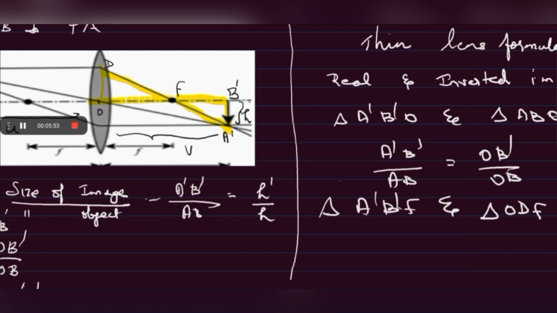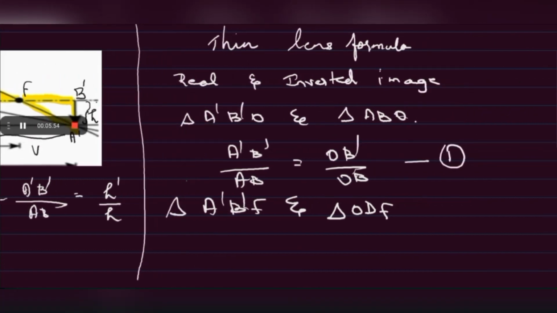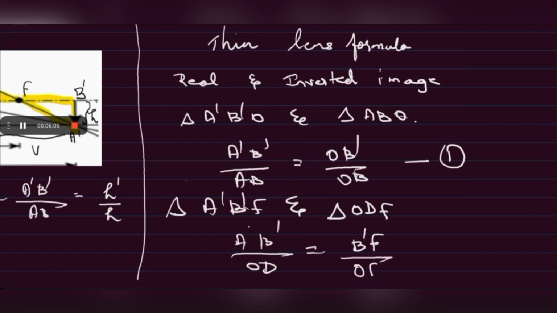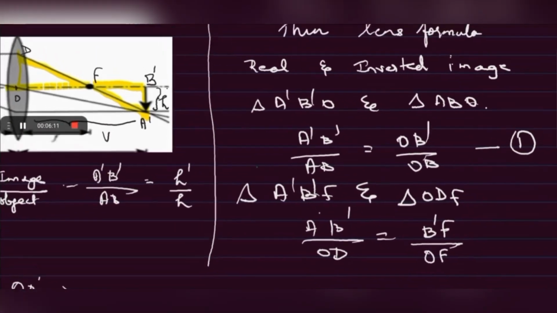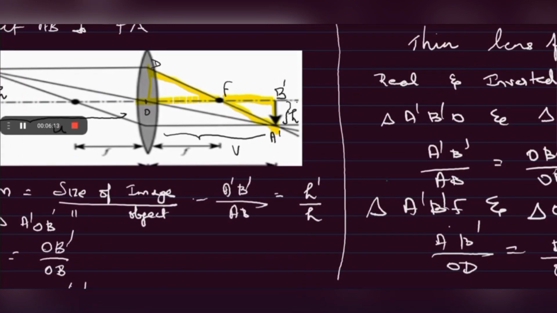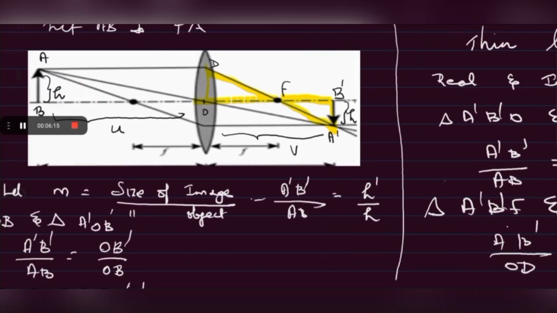If you take this one and apply the similar triangle concept again, you will get A'B' divided by OD, which is equivalent to B'F by OF. Now compare OD and B'F from the diagram. What is OD? This OD is similar to the object size. So OD is equal to AB.